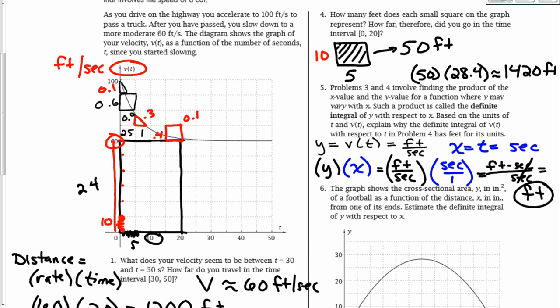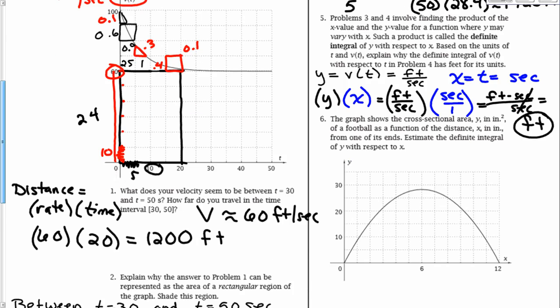So with y being the velocity, which is in feet per second, and x being the time, which is in seconds, when I multiply the y value times the x value, I take feet over seconds times seconds, which when I multiply that out would give me feet seconds all over seconds. And of course my seconds reduce out, they make a 1, leaving me with just feet.